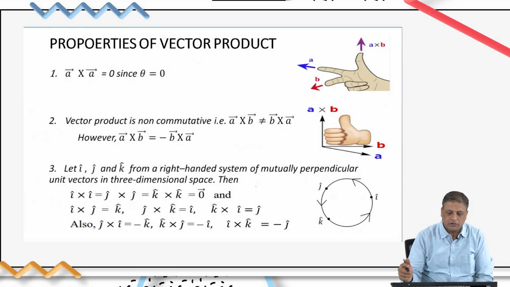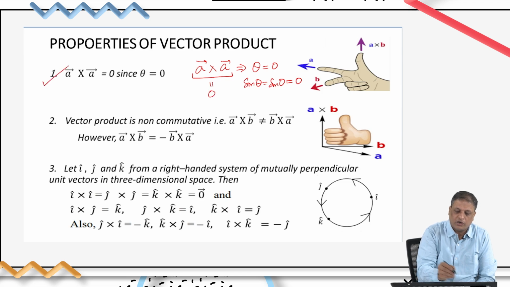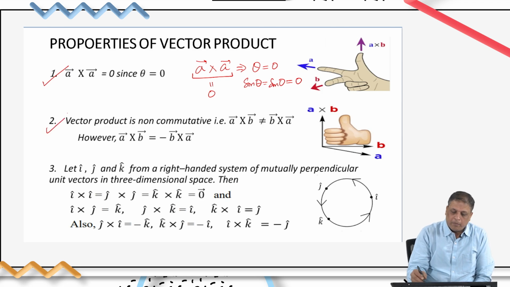So if we have a vector A and we take the cross product with the same vector A, then theta is equal to 0, and since sin theta is sin 0, in this case it will be equal to 0. That means A cross A will turn out to be 0. This is one of the important properties of the vector product. The second important property is A cross B is equal to minus of B cross A, and you can say that A cross B is not equal to B cross A.